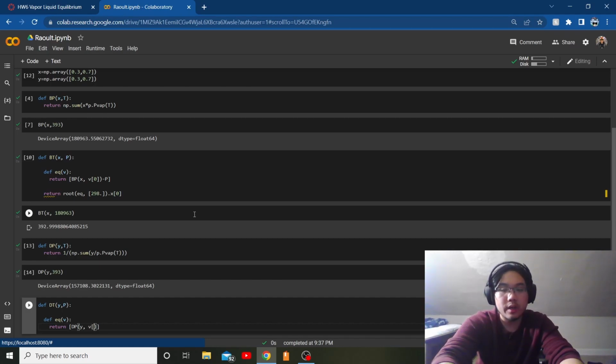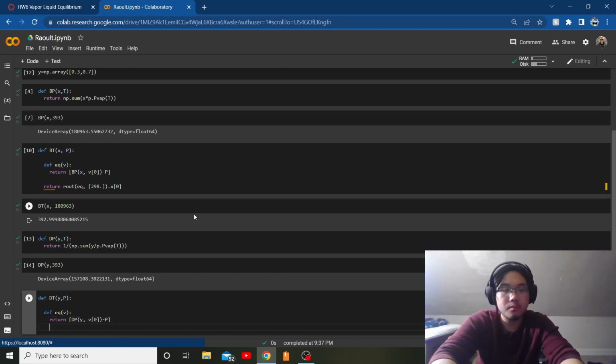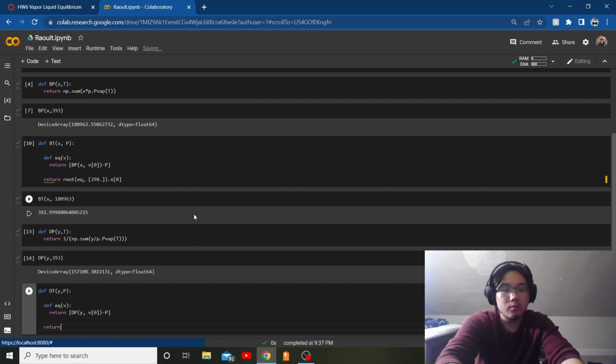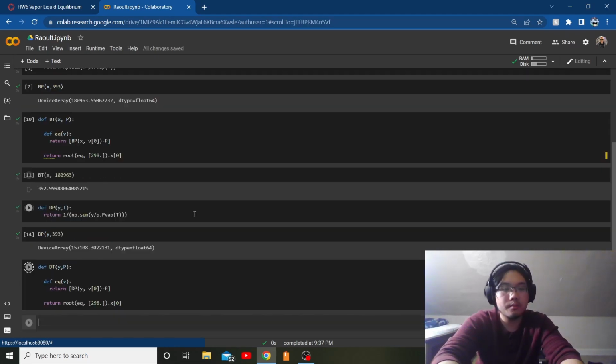The only value within this vector, so we can just pull out that first value with that notation, and then we subtract it with the pressure that we're given. And then we simply return the roots of that equation. With a guess, I'll just do standard states. And once again, we just want the scalar value.